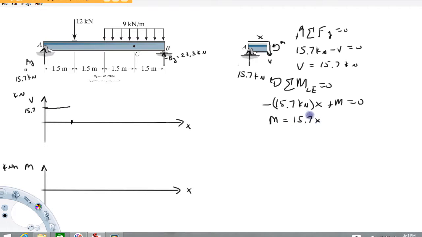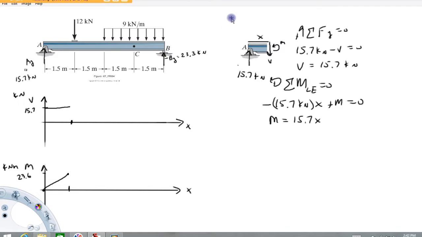And you'll notice that we have a linear bending moment. This thing goes through 0, 0. And if we run that to x equals 1.5, if you give me a moment here. Okay, so I get about 23.55, 23.6. So I'll just put that point right here. 23.6 kilonewton meter linear function out to that point. All right, so first part, and this is the easiest part, is done.